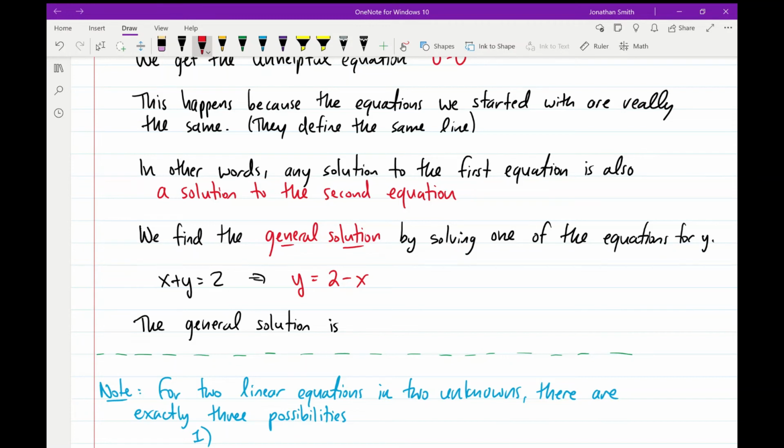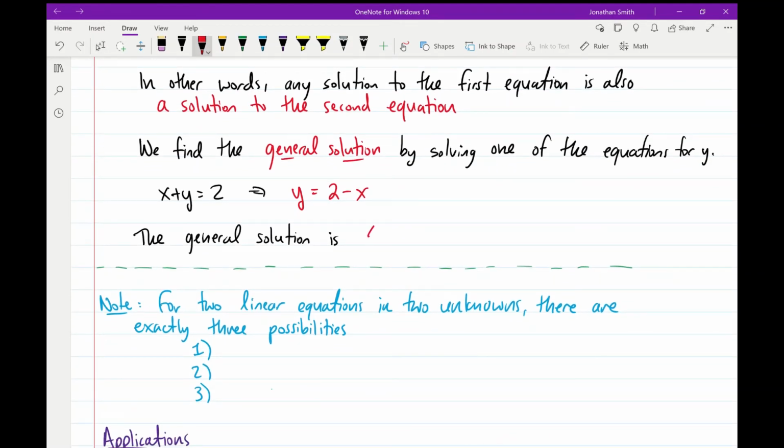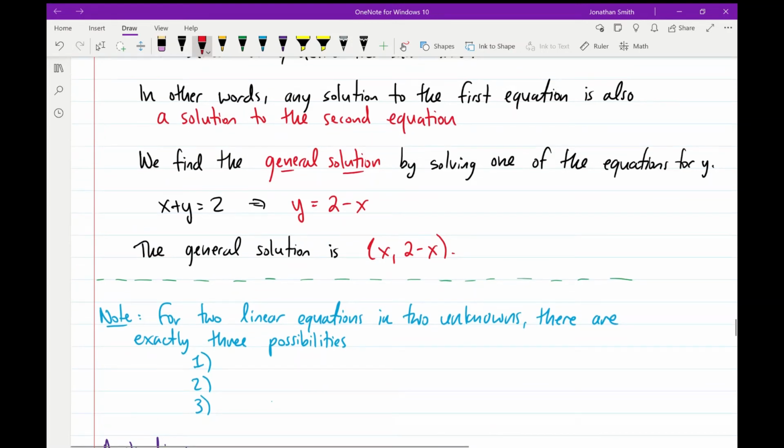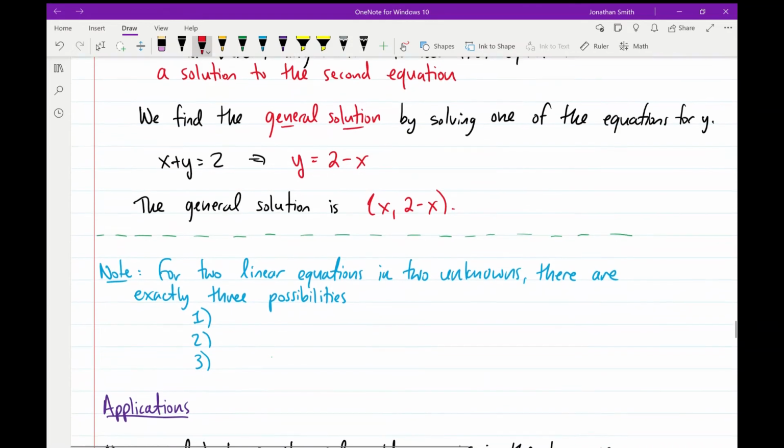And so now the general solution to that first equation, and therefore the whole system of equations, since both equations define the same line, is going to be (x, 2 minus x). So there's our parameterization. In this case, we now have an infinite number of solutions, one solution for each possible value of x, as opposed to only one.